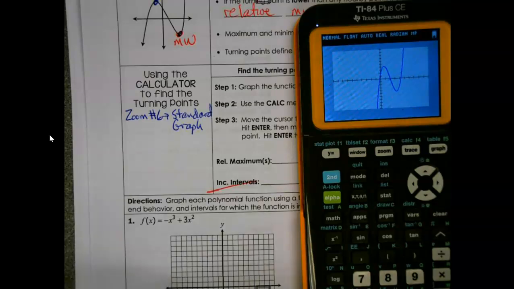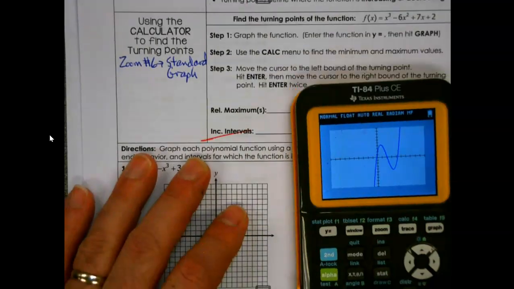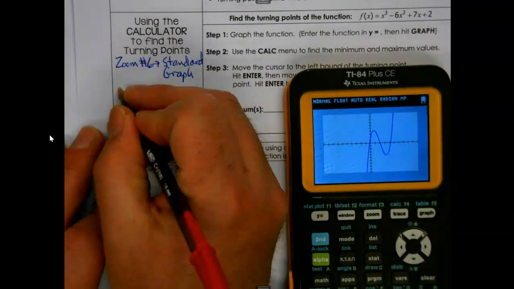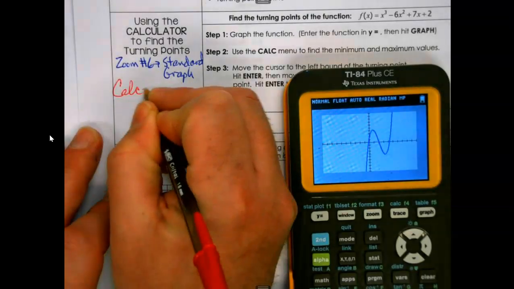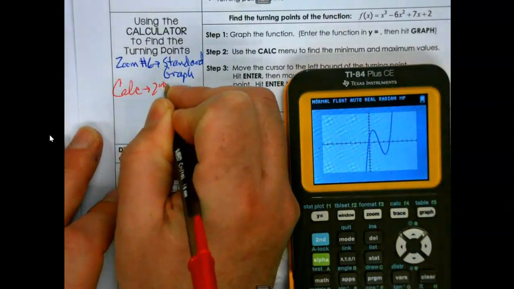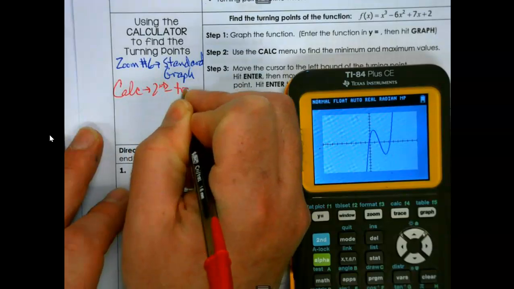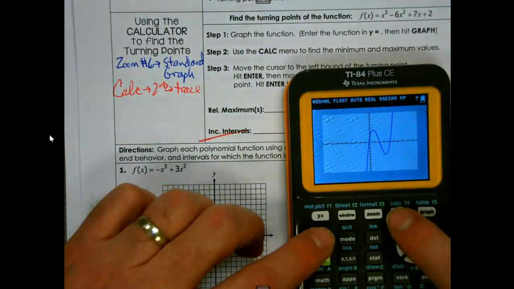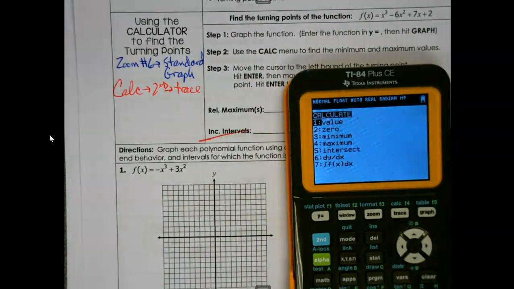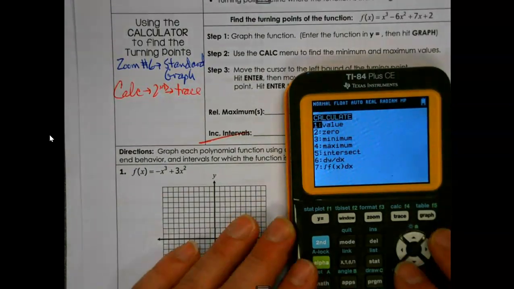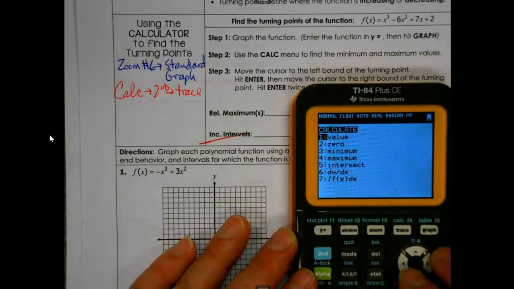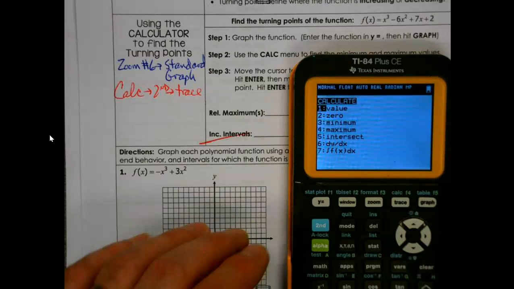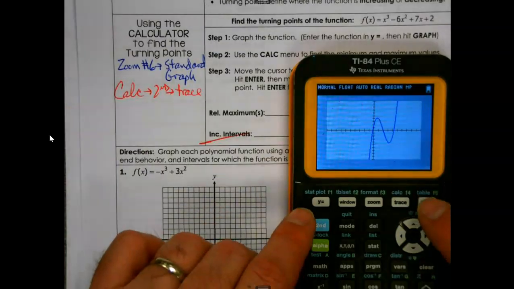When we're trying to figure out what these are, we're going to use the calc menu. So the calc menu is second and trace. These two buttons, second and trace, get me the calculate menu. So what we're going to look for here at the start, I already forgot which one's which. Okay, the max is first.